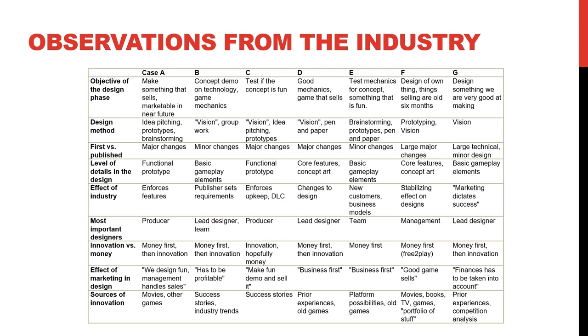So, taking a quick look, because this isn't very important for this lecture, at how the games are designed by these same case studios we watched earlier. The design phase is almost always good mechanics, concept demos, test mechanics, design of all things, making something that's marketable in the future. And the design method is always idea pitching, prototypes, vision group work, prototypes, vision brainstorming, prototypes and vision. So basically, there's no silver bullet here. The idea is to have a core concept or quick abstract or idea, test it out with a prototype, and if it works or seems to work, then we might want to commit to it.